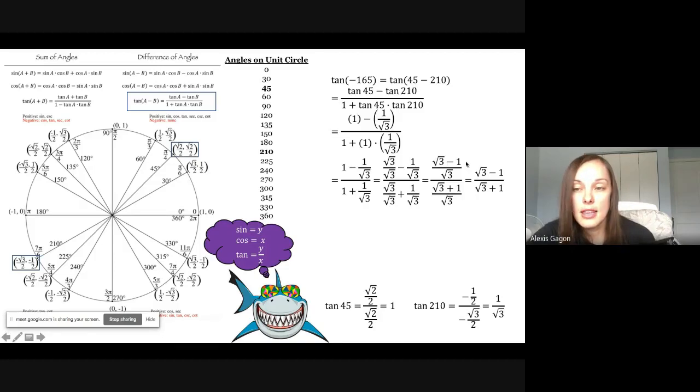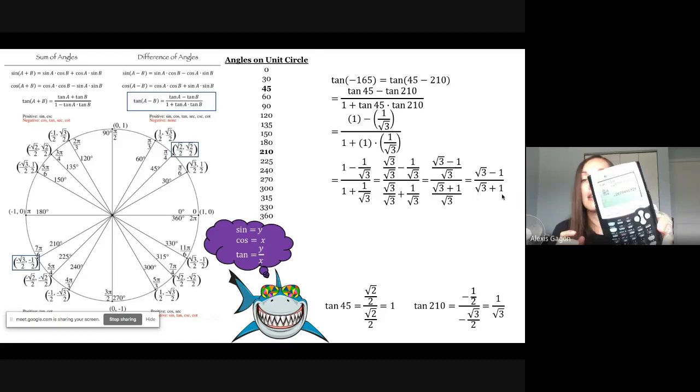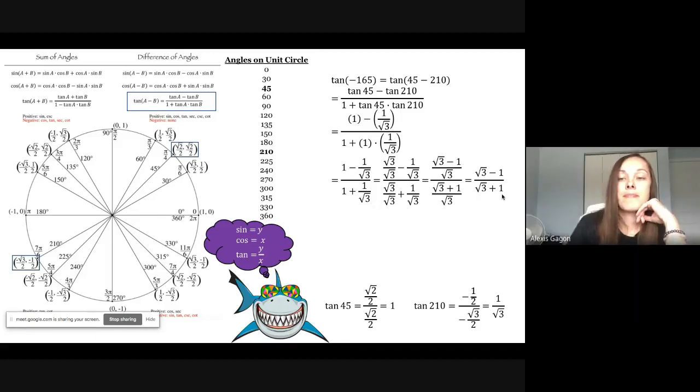This is also going to be that same exact number, but it's not going to be the decimal equivalent. It's going to be the actual number. So if you did square root of 3 minus 1 over square root of 3 plus 1, you get that same exact thing. I don't know if you can see that, but it is the same exact thing. So that is the goal, is to find what the tangent is or cosine or whatever. Okay, any questions on that?